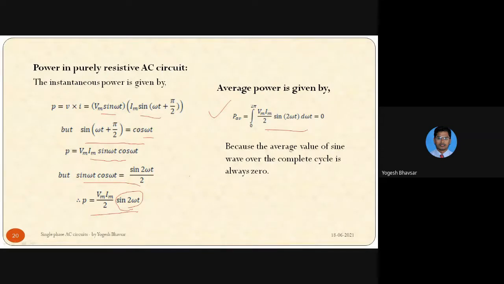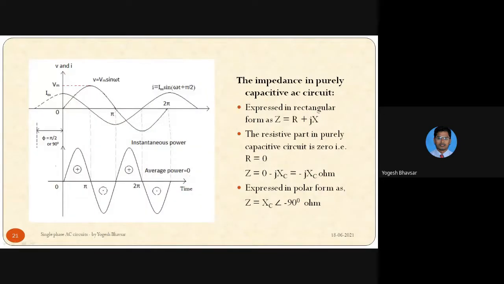So again in the capacitive circuit the average power will be 0, and if you see the power waveform, it will be the same as the power waveform in the inductive circuit. In the positive half cycle the capacitor will get charged, and in the negative half cycle the capacitor will get discharged and energy will be given back to the source. This process happens continuously, and the average power for the complete cycle will be 0. So again the capacitor does not consume any active power, but it consumes reactive power.